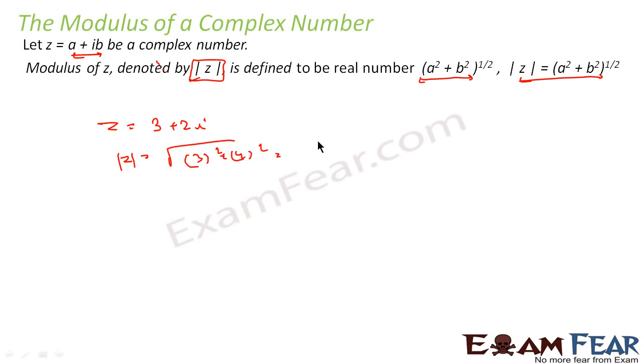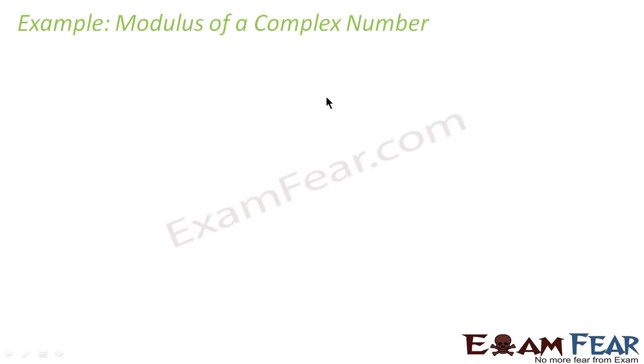That is root of 9 plus 16, which is equal to root of 25, and that is nothing but 5. Please note, mod of z is root of a square plus b square. Let's take one more example to solidify our concept.